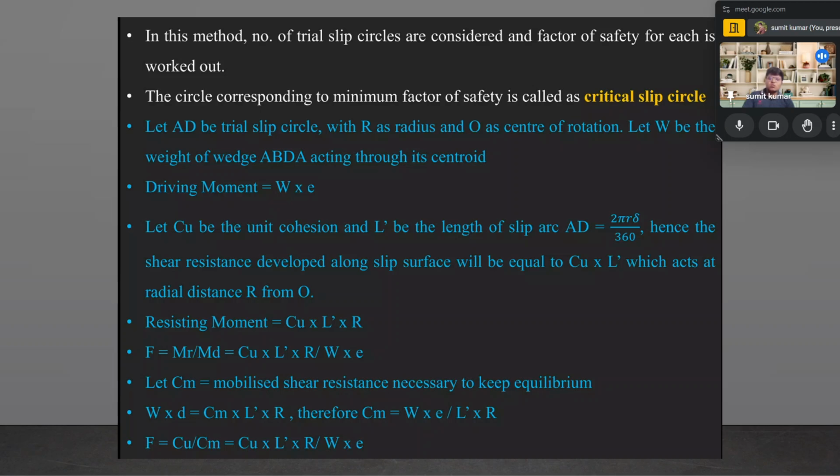Now let Cm be the mobilized shear resistance necessary to keep the equilibrium. So W into D equals Cm into L dash into R. Therefore, Cm equals W into D upon L dash into R. Hence, F equals Cu upon Cm, that is equal to Cu into L dash into R upon W into E.